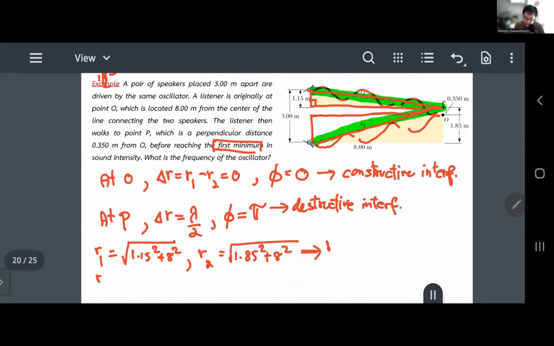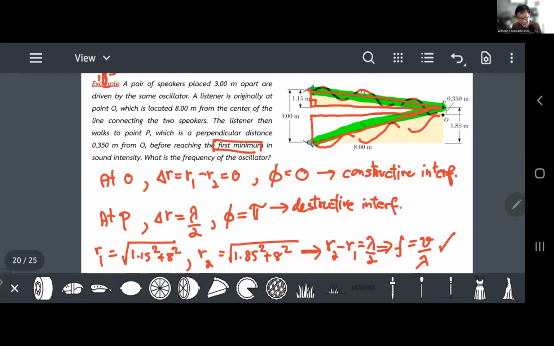Okay, R2 minus R1 is equal to lambda over 2. So F equal to V over lambda. And you are done.